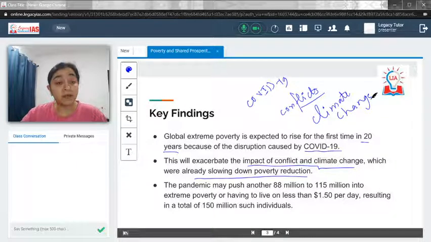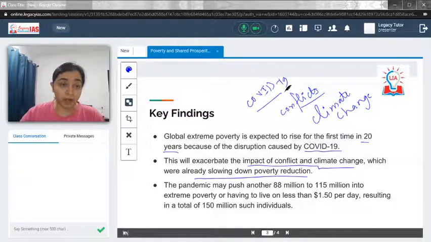So climate change and conflicts were already reducing the efforts being put in terms of poverty alleviation. But COVID-19 just exaggerated the whole process. So now, for the first time in 20 years, there is going to be a rise in global extreme poverty. This is the major finding of this report. The pandemic may push another 88 million to 150 million into extreme poverty. Just look at the huge number it is going to impact.